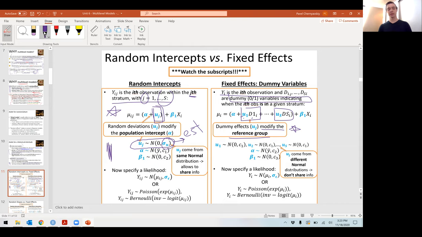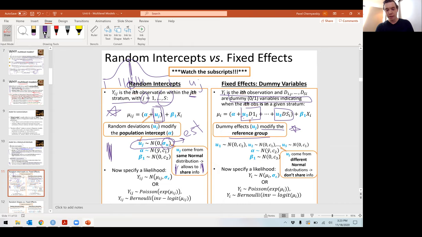So, because all of our UJs come from the same normal distribution, they share information, right? Here's a normal distribution. Things are just naturally pushed in towards zero and less likely to be way out in the tails.